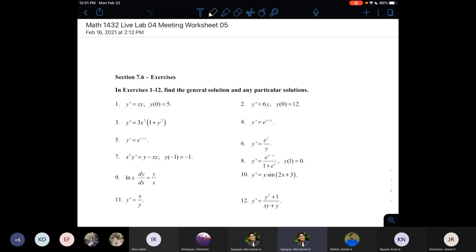And for that, I prepared worksheets 5 and 6. They are already up on my website. Basically, these are just the exercises from the textbook for sections 7.6 and 7.7. 7.6 is about separable differential equations and exponential growth and decay, while worksheet number 6 is about improper integrals.